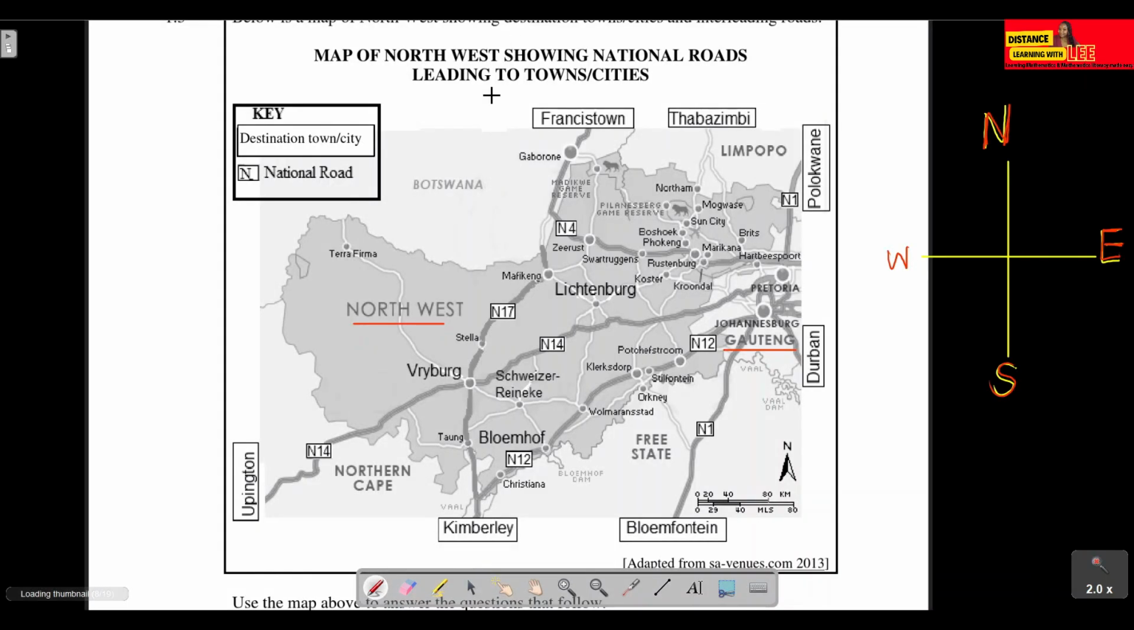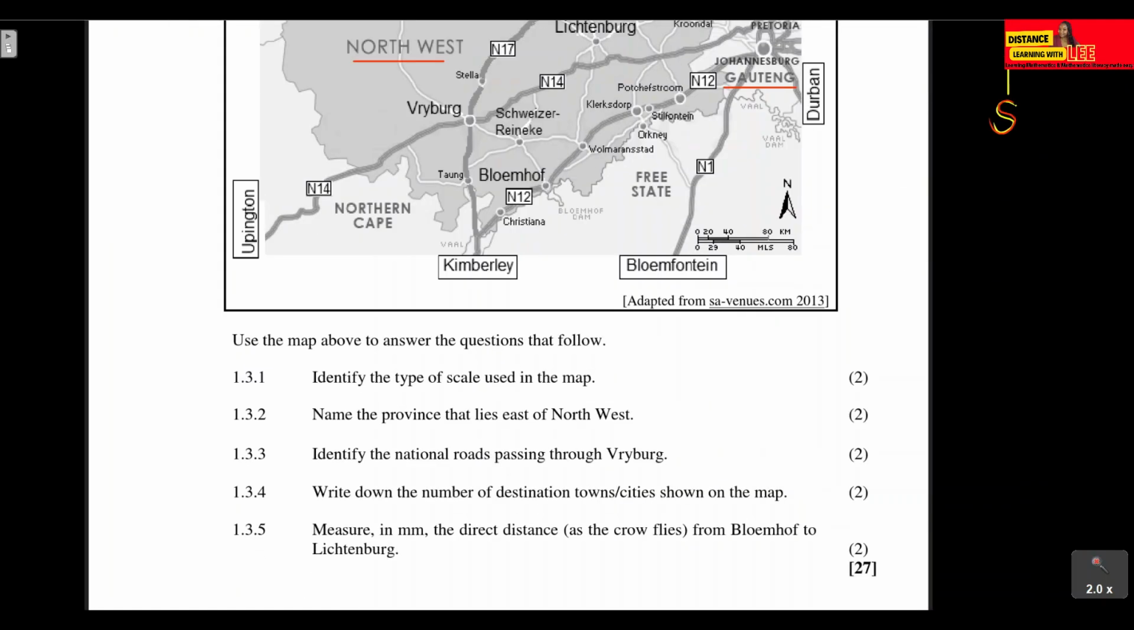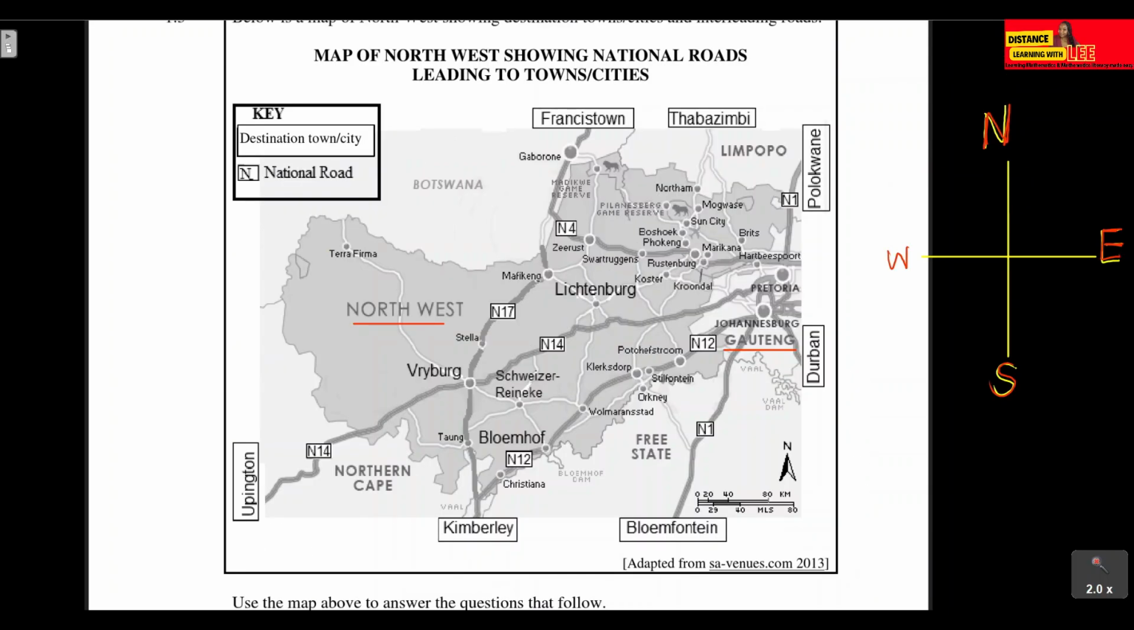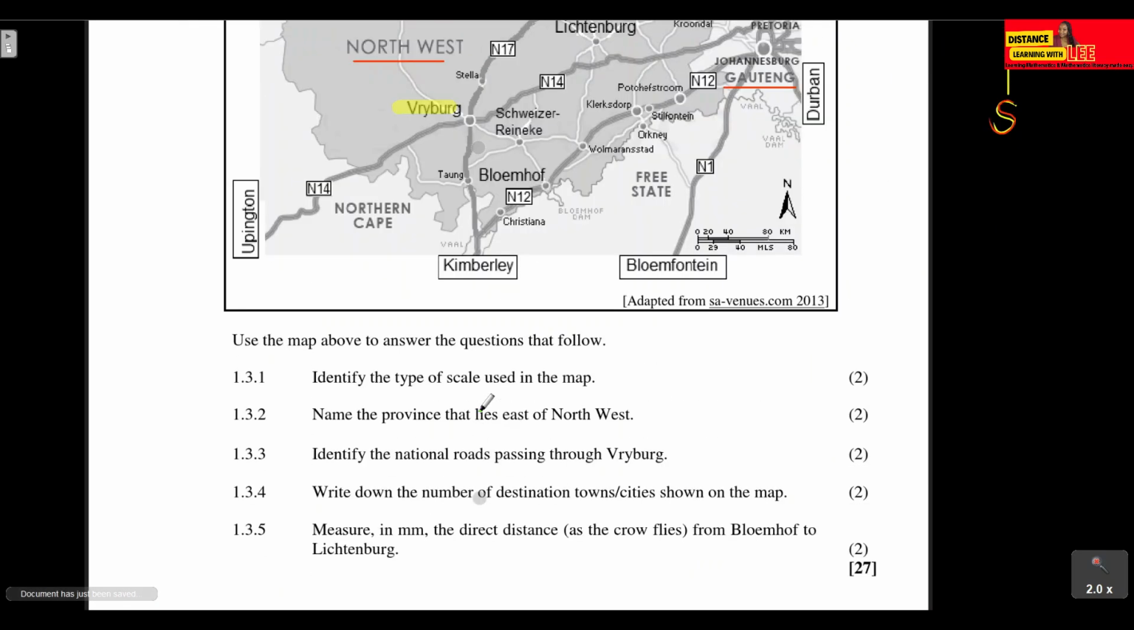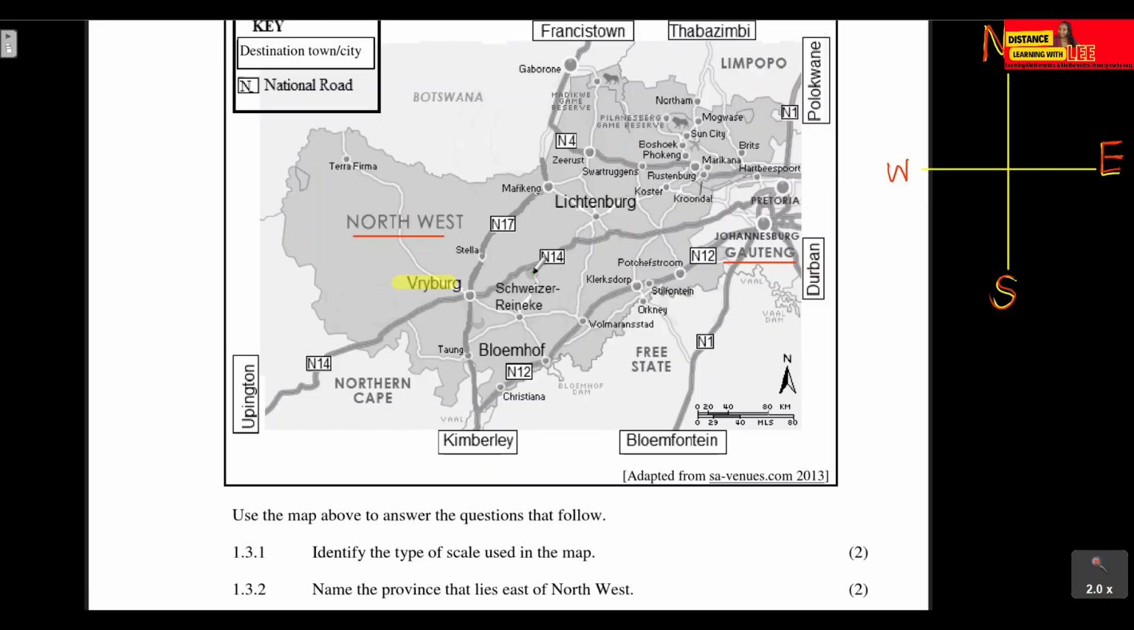Then let's have a look at question 1.3.3. It says identify the national roads passing through Vryburg. Like I mentioned, when you're doing maths literacy, guys, you need to have a highlighter. Look, where is Vryburg? We can see there is Vryburg. So which national road passes through Vryburg? That dot that is given to us here indicates Vryburg. So which national roads pass through Vryburg?